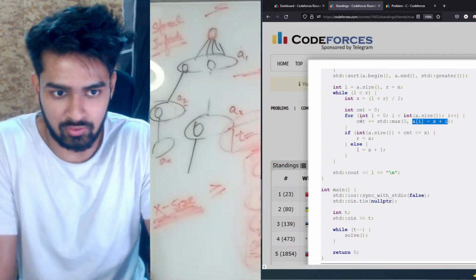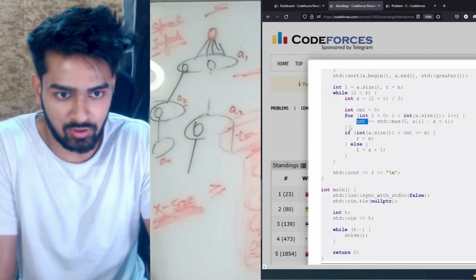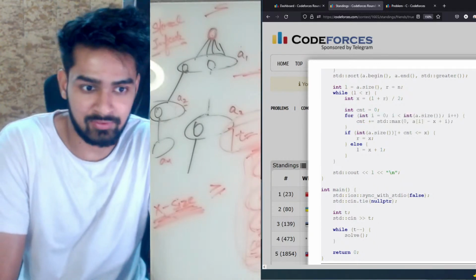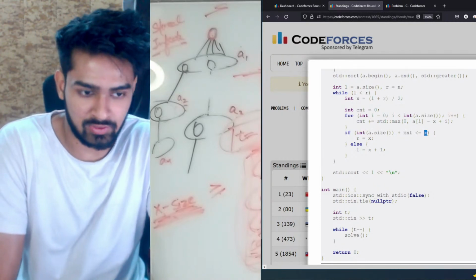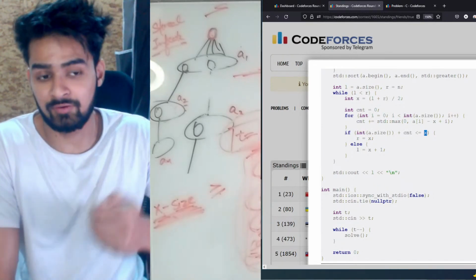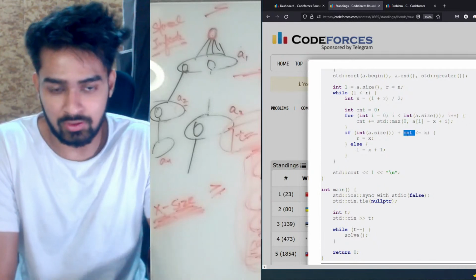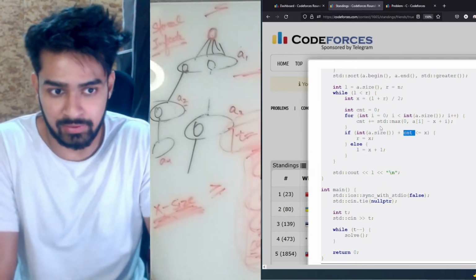So this is count only. We find the summation of this count for all these values in the set, and then in the end we check if the size of the complete array plus count is less than or equal to x, because x was the total number of infections we could do, and count is the total number of infections we need after spreading.